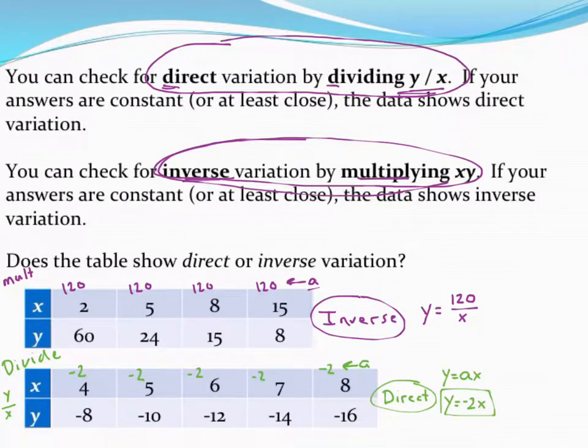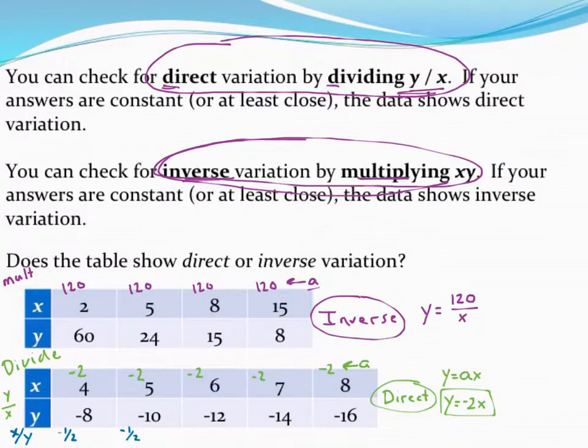Now, before we look at our application problem real quick, just take a look at what would have happened if you had divided incorrectly. Let's say you mistakenly did x divided by y, which happens a lot because that's the way the table's set up. So doing x divided by y, you get negative 1/2.